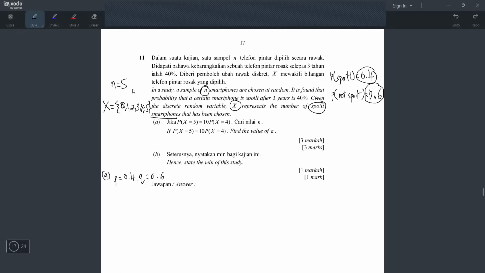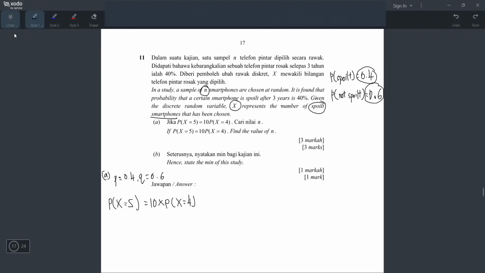But what if your N is 7? Then your X will be 0, 1, 2, 3, 4, 5, 6, 7, right? It means your maximum value of X depends heavily on the N, right? So, but now it's very sad because I don't have the N, okay? But they give us something else at part A. They say P(X equals 5). It means probability of 5 smartphones spoiled. It means 5 success, because success means spoiled, right? Is equal to 10 times the probability of 4 success, or 4 spoiled handphones. And then they say find the value of n.